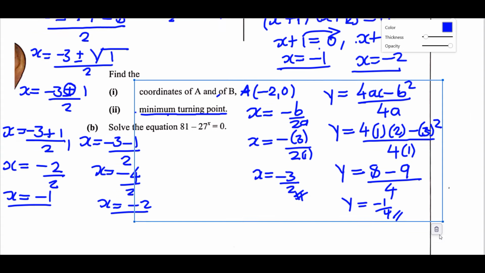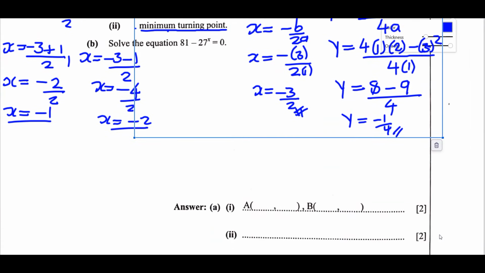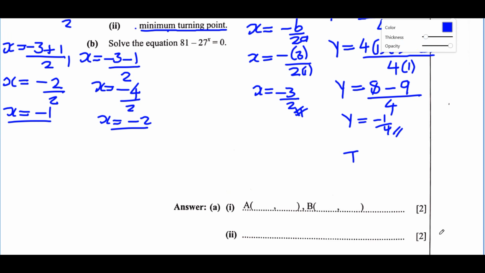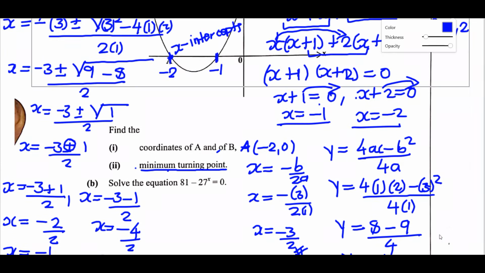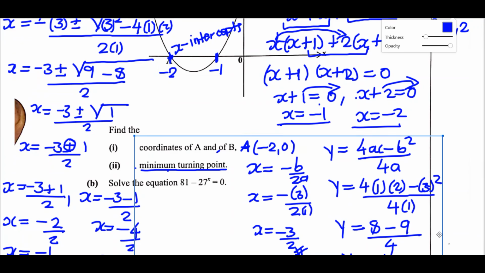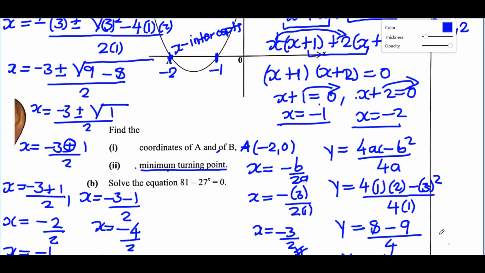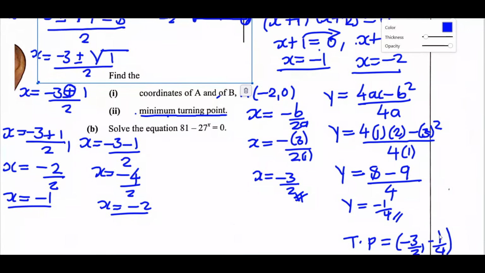So now as turning points in form of coordinates, this will be TP, turning point, is equal to -3 over 2, -1 over 4. So as we can see, it's making sense if you look at the actual diagram. So the turning point is here. So the value of x is located on the negative part. The value of y is also on the negative part. So make sure that the answers that you found correlates with the diagram that you have.